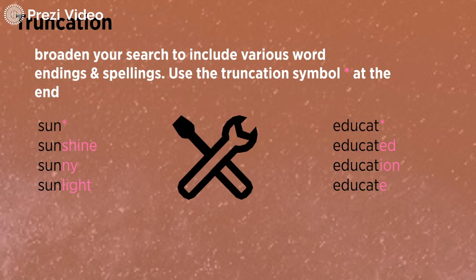The next search strategy tip is called truncation. It broadens your search to include various word endings and spellings. All you need to do is have a root word and the truncation symbol at the end. In this instance, it's the asterisk. So we have here sun and educate. If you use the root word sun with the asterisk, a database will retrieve sunshine, sunny, and sunlight, all terms that are applied to articles. Educate as well. It will retrieve educated, education, and educate.